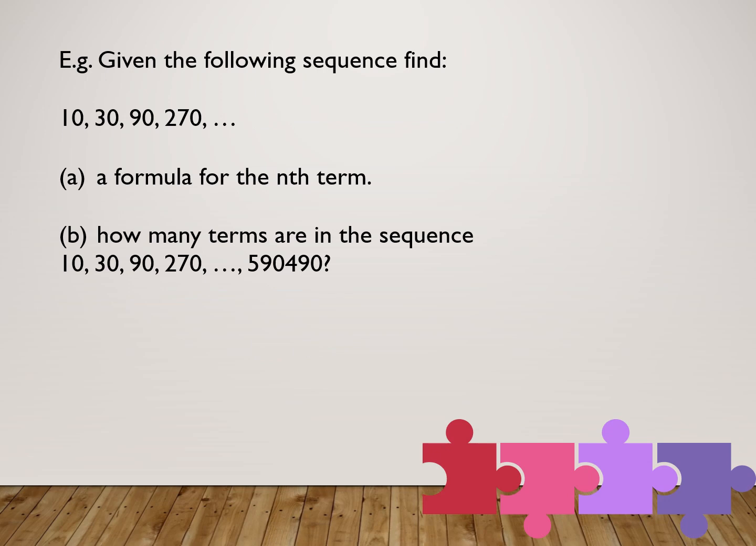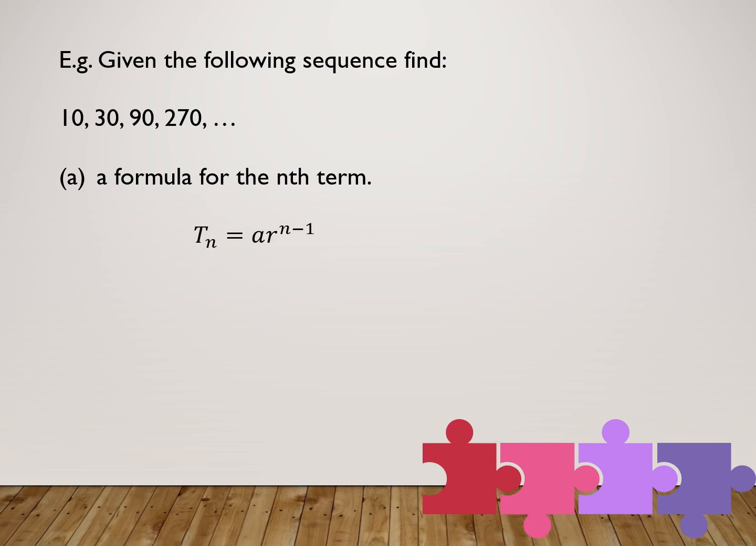So now let's use our formula, Tn equals AR to the n minus 1. So we're going to find a formula for the nth term, and we're going to see how many terms are in the sequence. So here's our formula, Tn equals AR to the n minus 1. So the A is 10, the R is 3, so it's 10 lots of 3 to the n minus 1. Please be careful, this is not 30 to the n minus 1. Only the 3 is raised to the n minus 1.